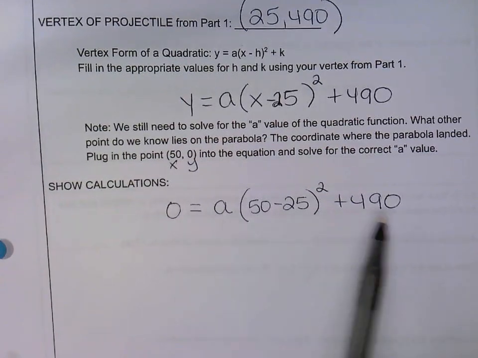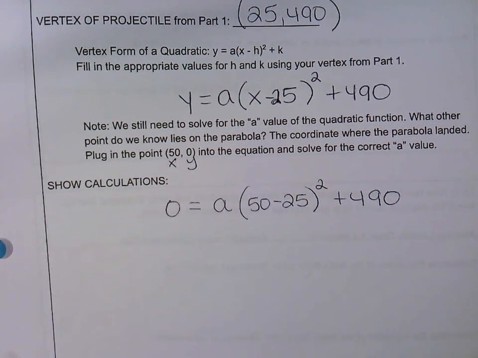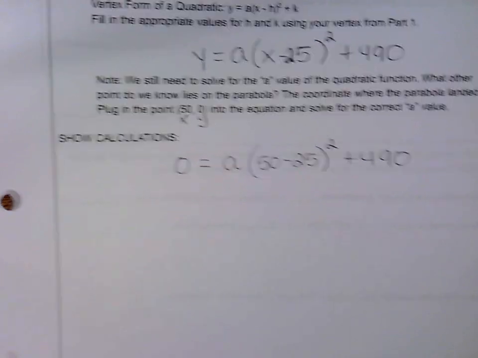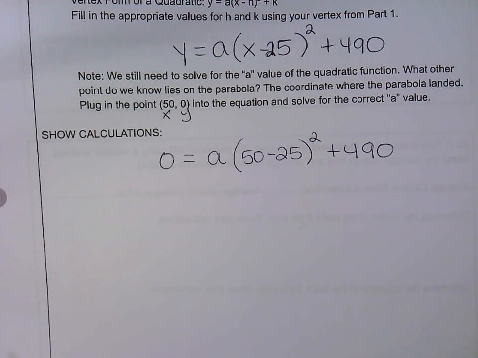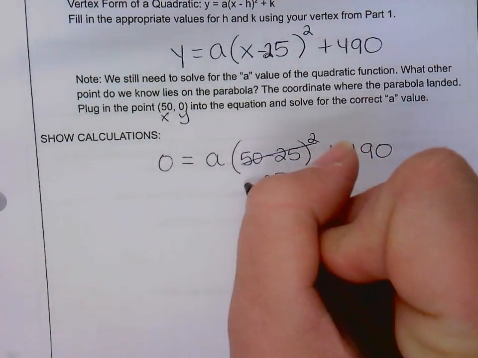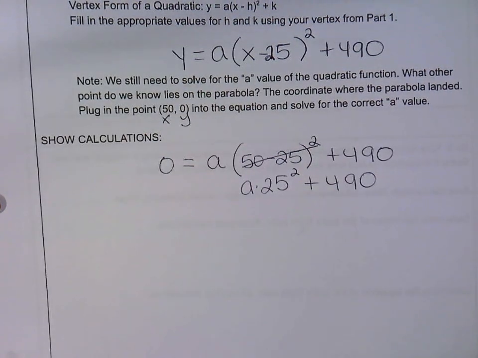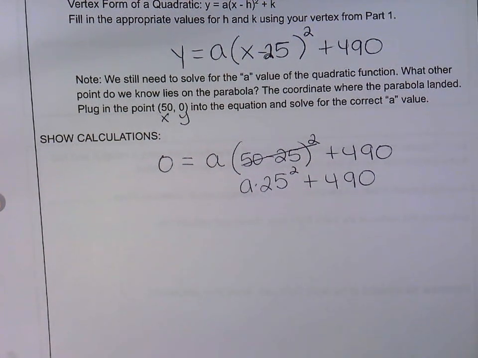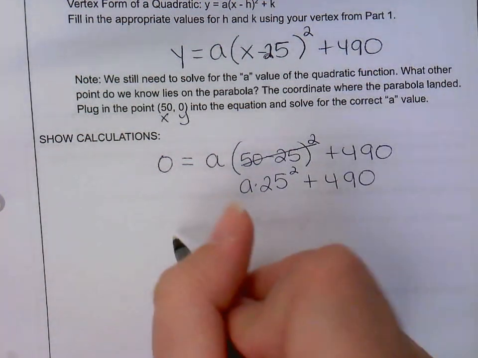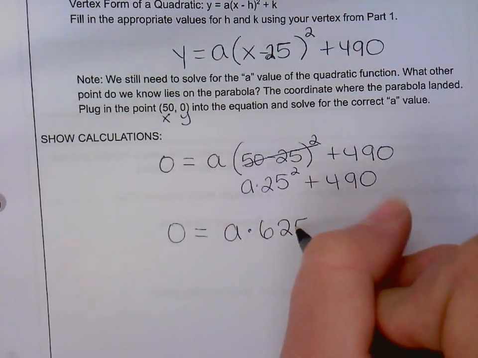Can someone help me solve for a? What order of operations should I do to solve for a? This is just using algebra. What should I do first, do you think, Anya? Parentheses. And 50 minus 25 is 25. So I have a times 25 squared plus 490. What do you think I should do next? The exponents. 25 times 25. Is that 625? Can someone check for me? 0 equals a times 625 plus 490.